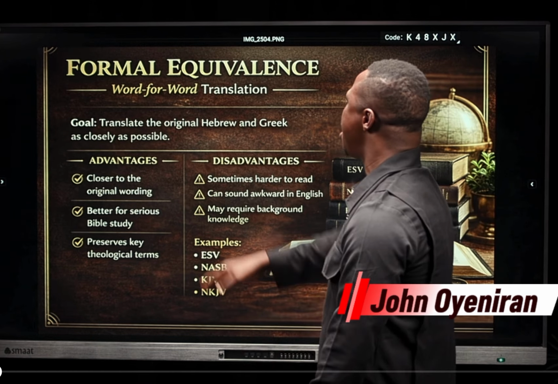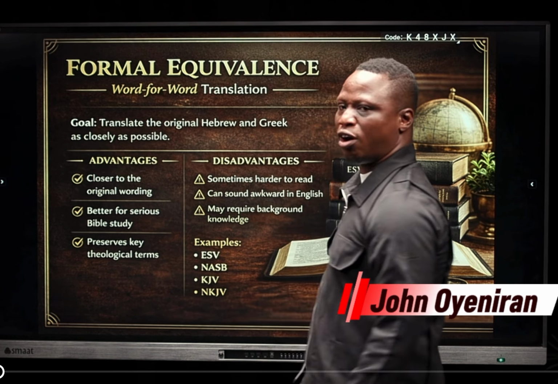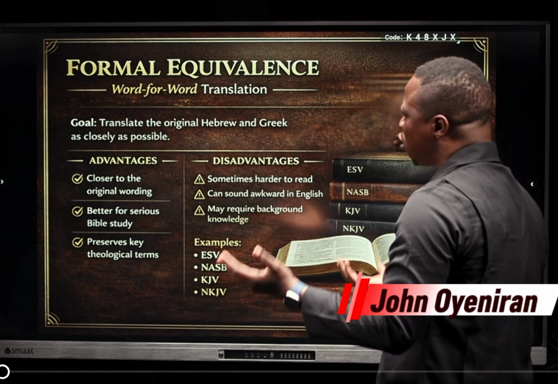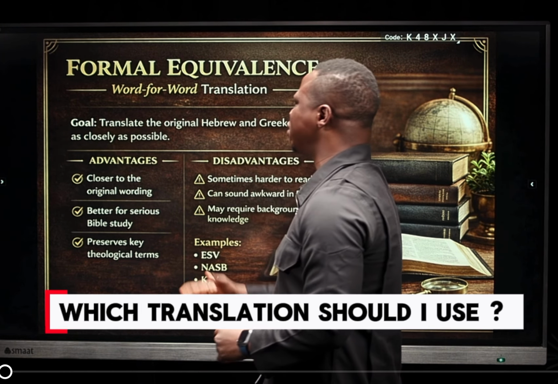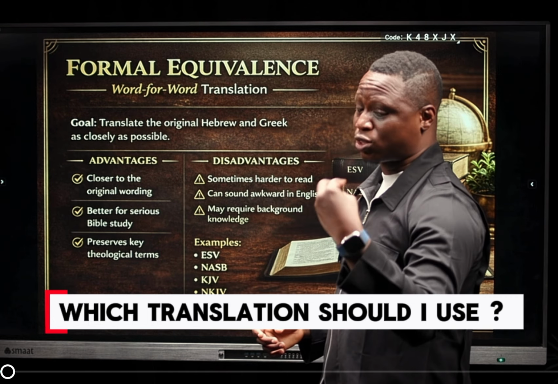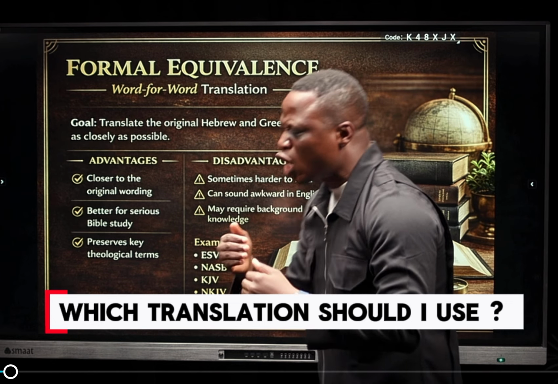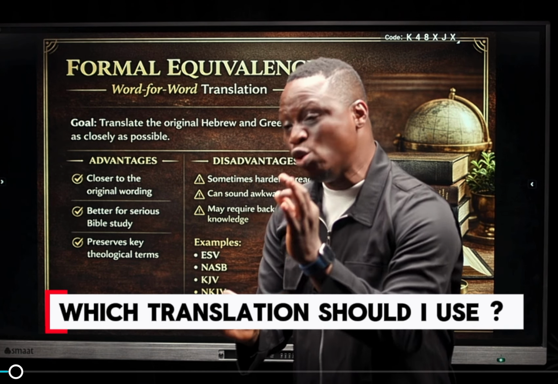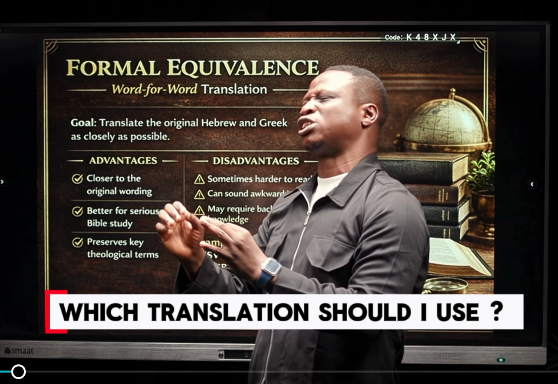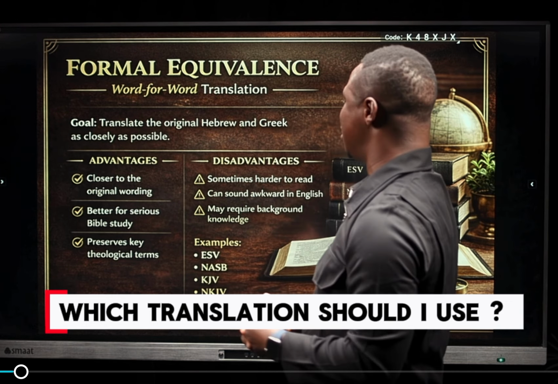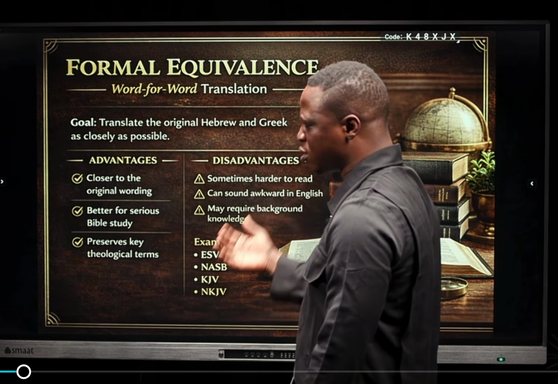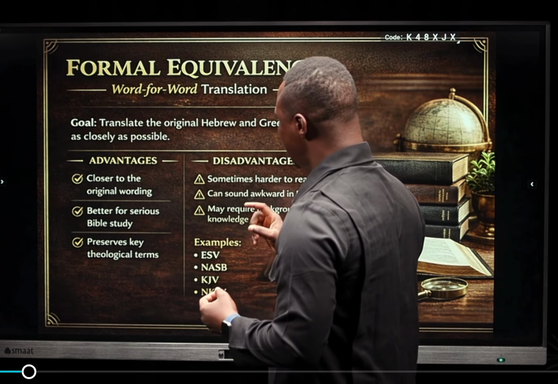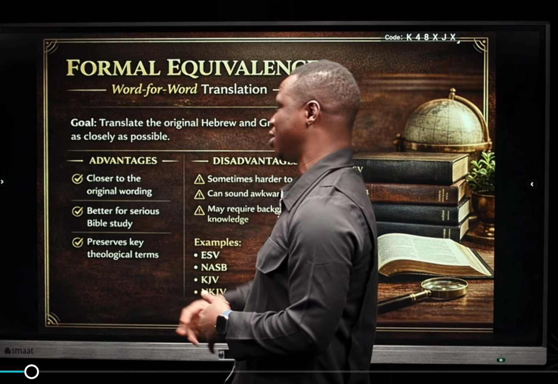The first one is what we call the formal equivalence, or in simple terms, the word-for-word translation. So what's the goal of this translation? The goal of this translation is to translate what I told you, the Hebrew and Greek, as closely as possible. So this translation looks at translating the words to be as close as possible to the Hebrew and the Greek. And the advantage of it is that it comes closer to original wordings. It is better for serious Bible study, and it preserves key theological terms.